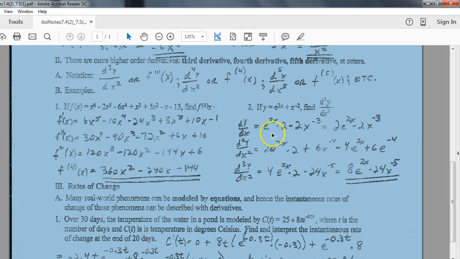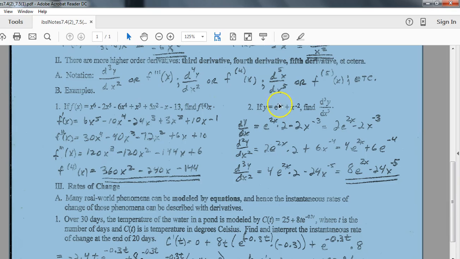But starting with this one here, if we start with our first derivative, and you can see by the notation, ultimately we are looking for a third derivative on this one. So we're starting with our dy dx, or you could write that as f prime of x, same thing, but we're finding our first derivative.